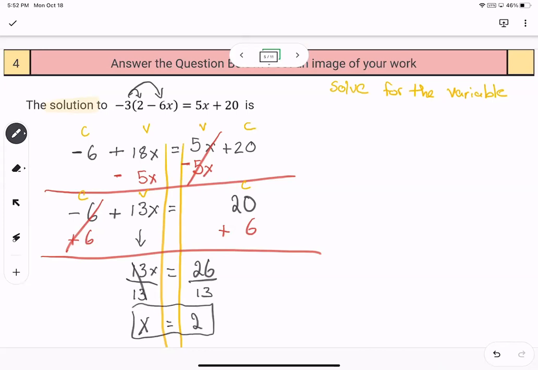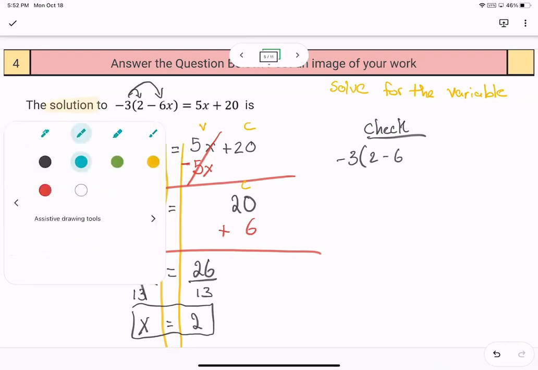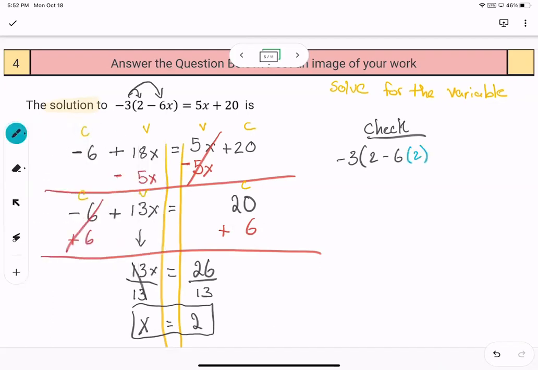If you want to check your answer, you can always plug it back in. Now to check it, we'll do this really quickly. Wherever we see an x, we're going to plug in the value of 2. -3 times 2 minus 6. Now we have an x value, so we're going to plug in 2.